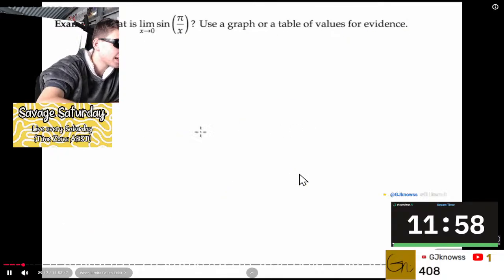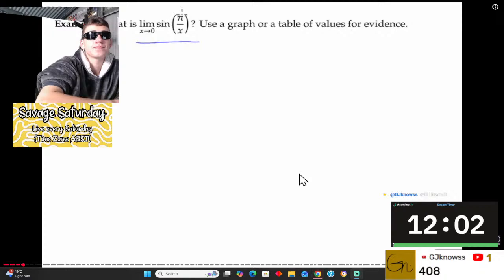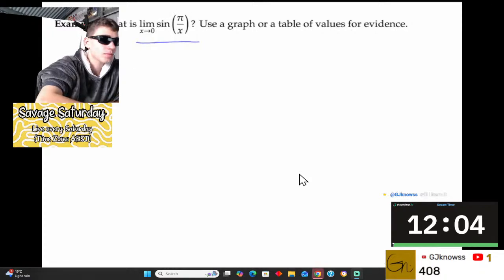Let's look at an example of that wild behavior. One of the most classic examples is the limit as x goes to 0 of sine pi over x, or sometimes you'll see sine 1 over x. If you graph this on your graphing calculator and zoom in near x equals 0, you're going to see something that looks roughly like this.